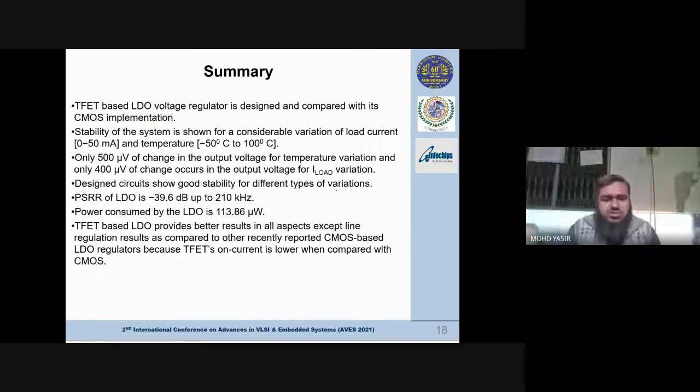Designed circuits show good stability for different types of variations. PSRR of LDO is minus 39.6 up to 210 kilohertz. Power consumed by the LDO is only 113.86 microwatts. TFET based LDO provides better results in all aspects except line regulation as compared to other recently reported CMOS based LDO regulators, because TFET's on current is lower when compared with CMOS.